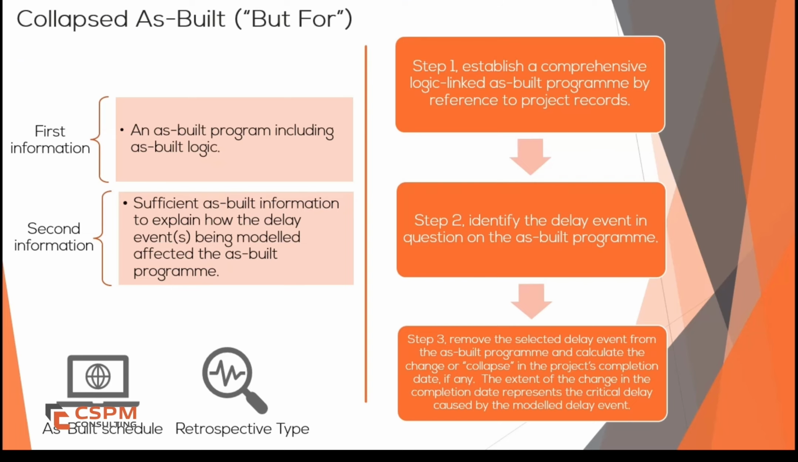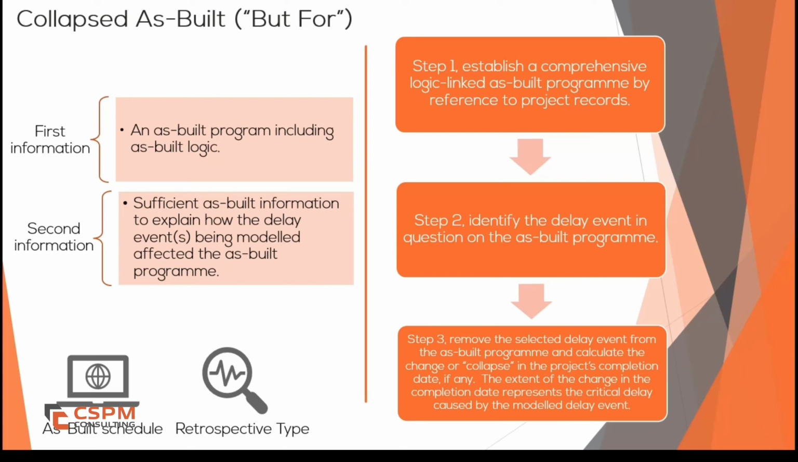Second, identify and remove delay events. Similar to as built versus as planned, the first step is to pinpoint the major delay events in the as-built schedule. The key difference is that instead of comparing planned versus actual progress, we remove those delay events one by one to see how the completion date shifts.